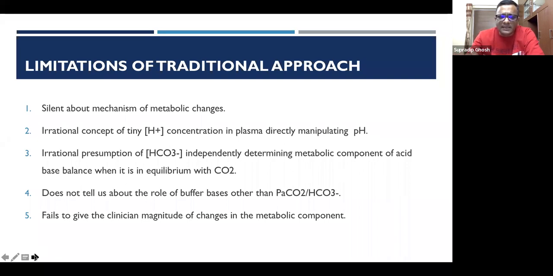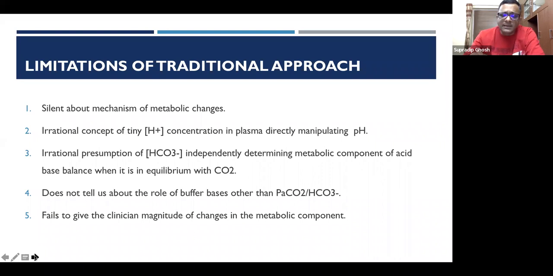Thirdly, we all understand that the assumption that bicarbonate ion is independently determining the metabolic component of acid-base balance is absolutely irrational. We all know bicarbonate ion is in equilibrium with carbon dioxide. How can both components, metabolic and respiratory, be regulated by the same bicarbonate ion? So this is again an irrational presumption.